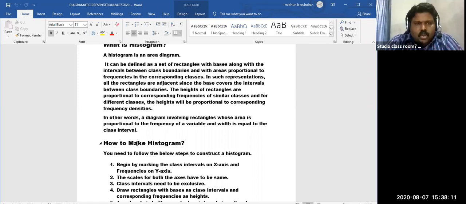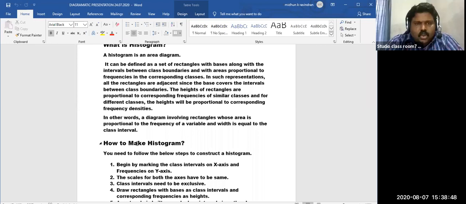The sides of a rectangle are proportional to the corresponding frequencies for similar classes, and for different classes the heights are proportional to the corresponding frequency. Frequency density is always on the y-axis. You can find the frequencies on the y-axis and the other variable on the x-axis. In other words, it is a diagram of rectangles whose area is proportional to the frequency of the variable and whose width is equal to the class interval. By reading that you will find it difficult, it's a little bit difficult.